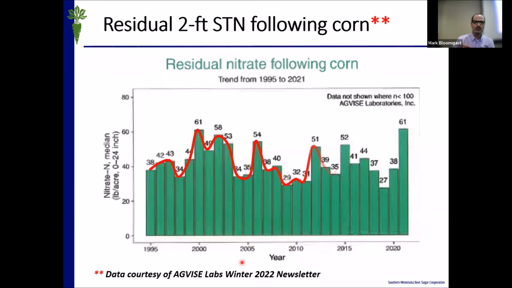But here's why it's really important this year. I borrowed this slide from the AgVise Labs Winter 2022 newsletter. Take a look at their residual nitrate following corn in the 0 to 2. They are playing in levels that we haven't seen for a couple of decades now. We have some potentially high nitrate, and talking to the soil samplers, it's highly variable. You don't know what you've got until you actually dig into it and find out.